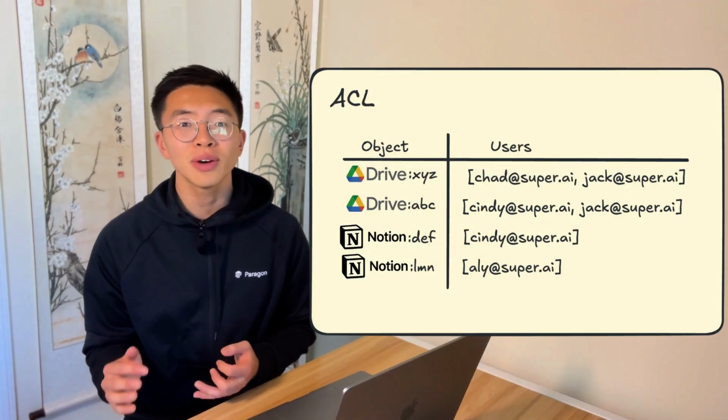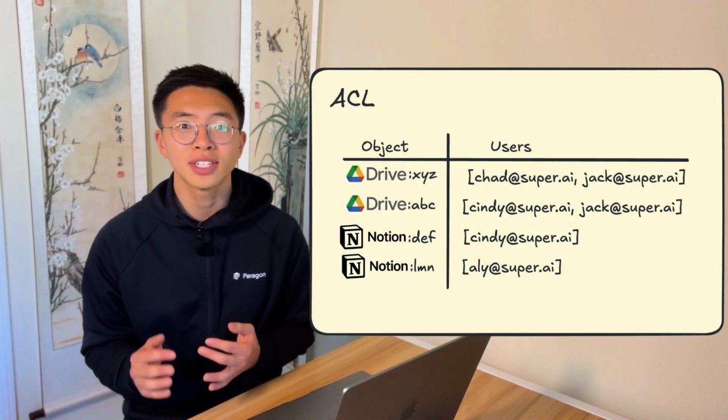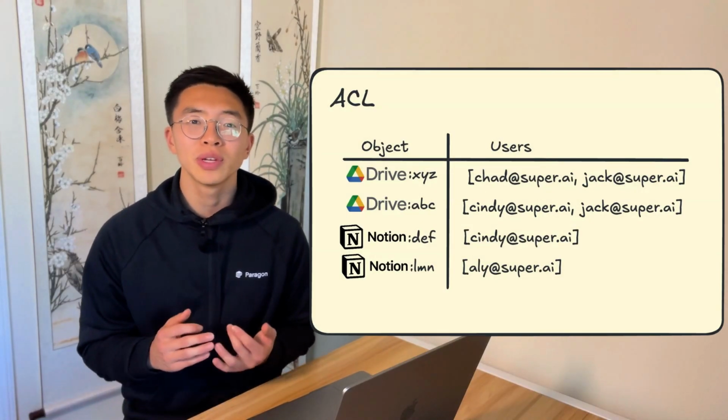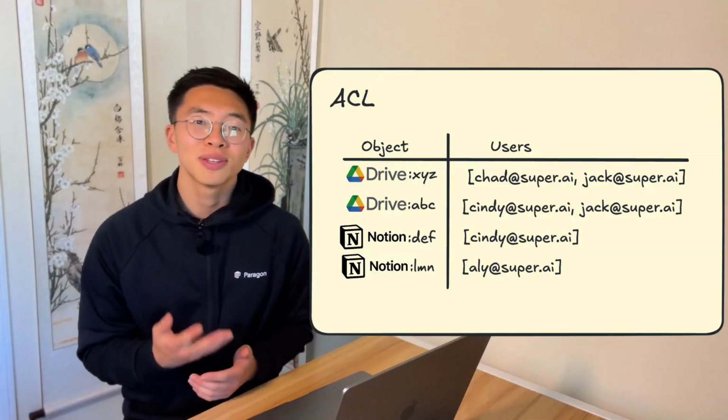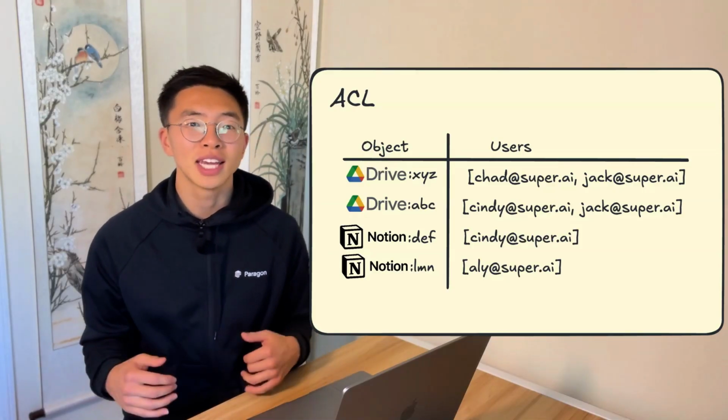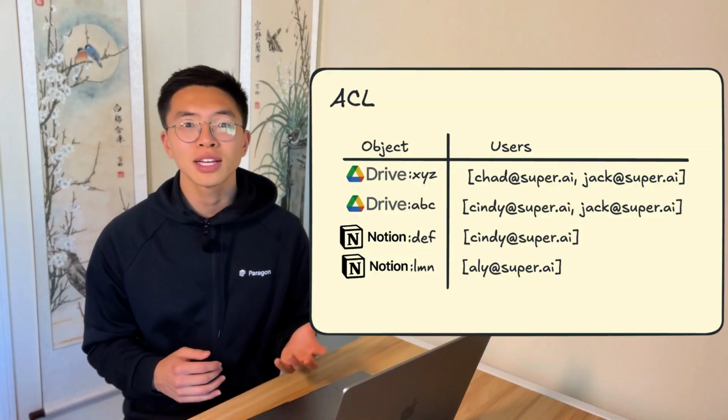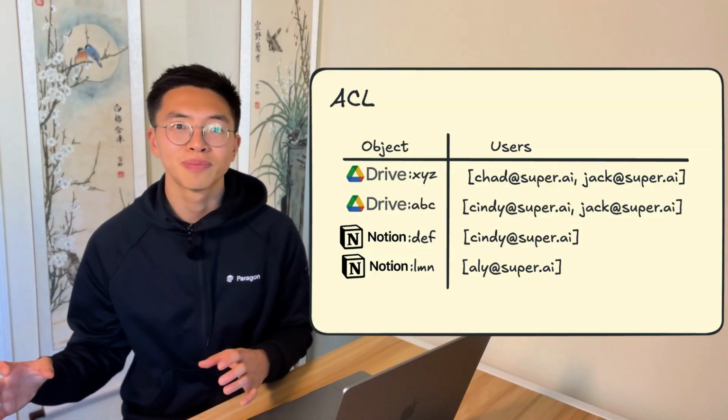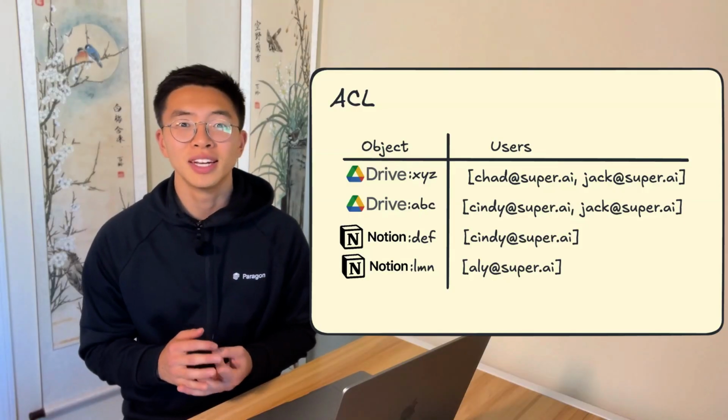The second trade-off that we have when implementing ACL tables is that we have to be really careful of modeling. In our simple example, where we just have one big table with all the data objects and a list of permitted users, updating and deleting data can be a nightmare.